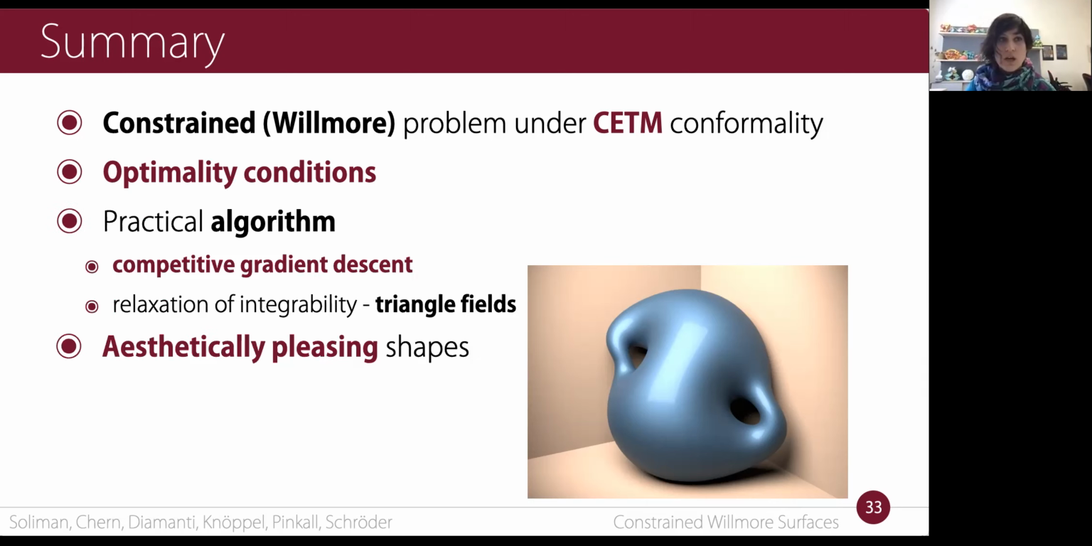And we also looked at an algorithm, based on the competitive gradient descent method, that exactly solves this nonlinear constraint problem of Willmore variational conformal constraint problems in general. And we saw some interesting shapes that you can get through this pipeline, which we think might be interesting to investigate more to make them useful for applications.